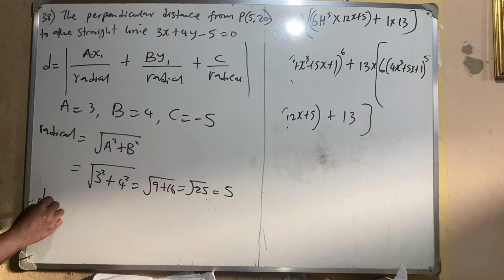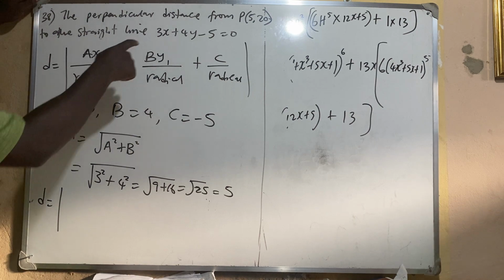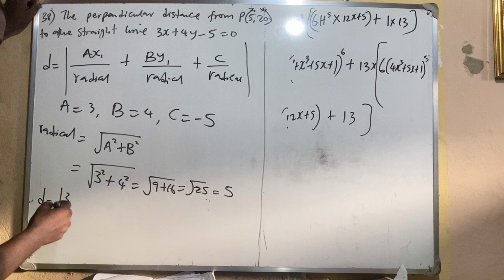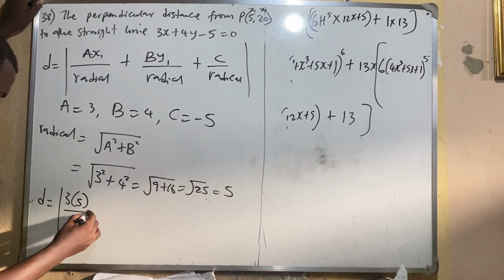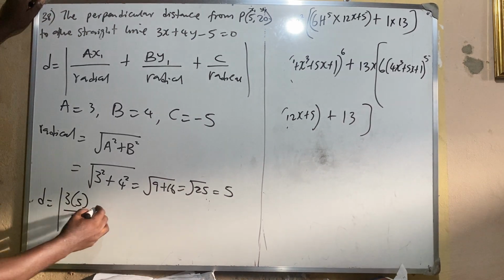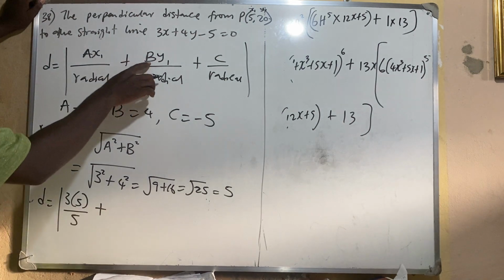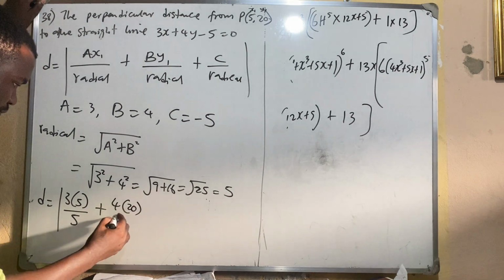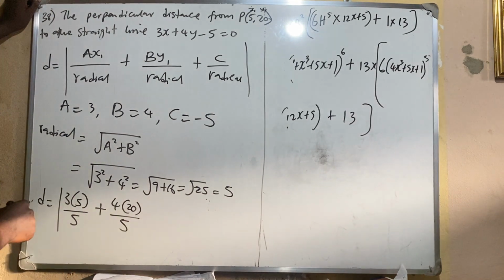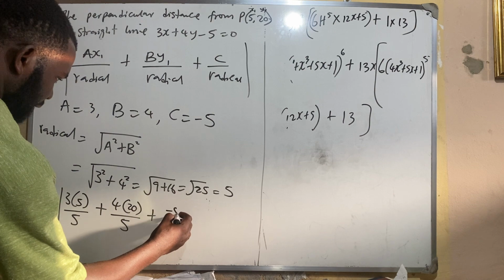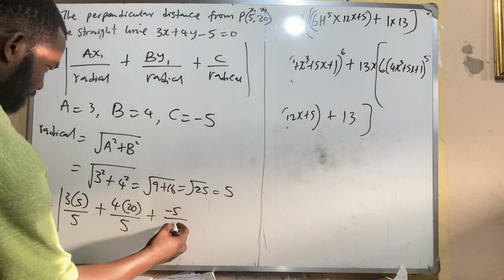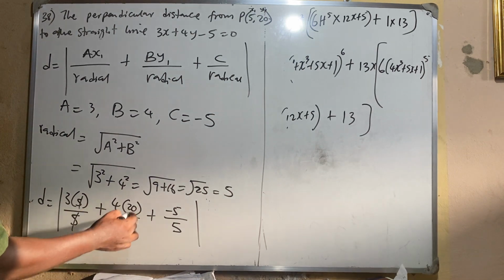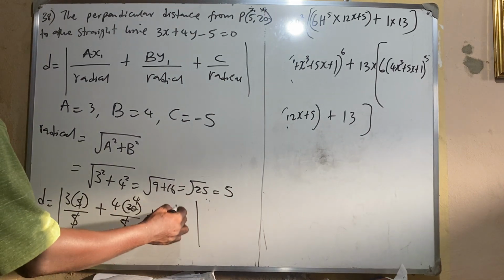So my perpendicular distance will now be the absolute value of my A, which is 3. Don't forget, this is your x1, y1. So 3 in bracket of 5 all over 5. Plus my B, which is 4, in bracket of 20 all over 5. Then my C is minus 5 all over radical 5. So 5 takes care of 5, 5 takes care of this, you have 4, 5 takes care of this, you have 1.